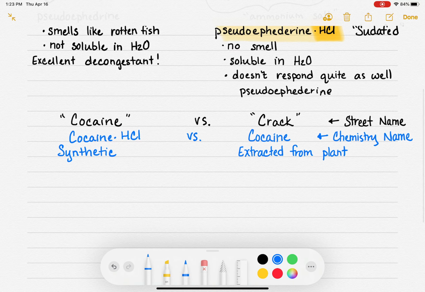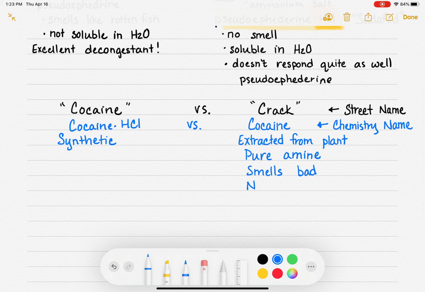The crack, the pure cocaine, real cocaine, gets extracted from the plant, and because it's a pure amine, and it's actually a tertiary amine, it smells bad. It's got that amine smell to it. And it's also not soluble in water, like amines.